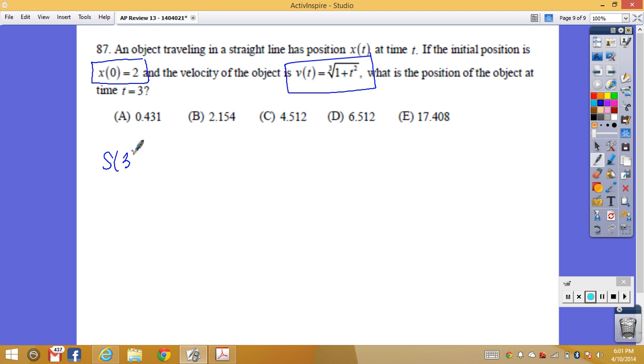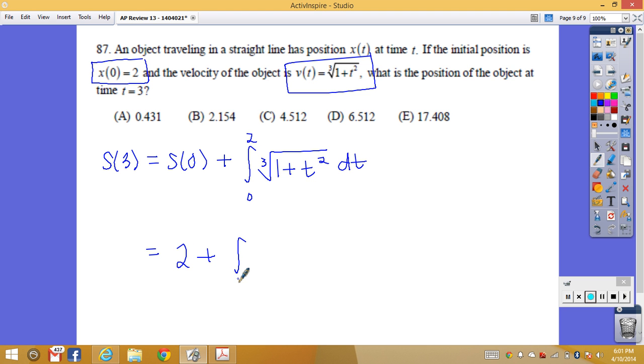So position at 3 means I need to know a position at the beginning plus the integral from 0 to 3 of v of t dt. And this is a calculator problem, so you would place this into either y1 or the blank screen. S of 3 is 2 plus the integral from 0 to 3, whoopsie, cube root of 1 plus t squared dt.